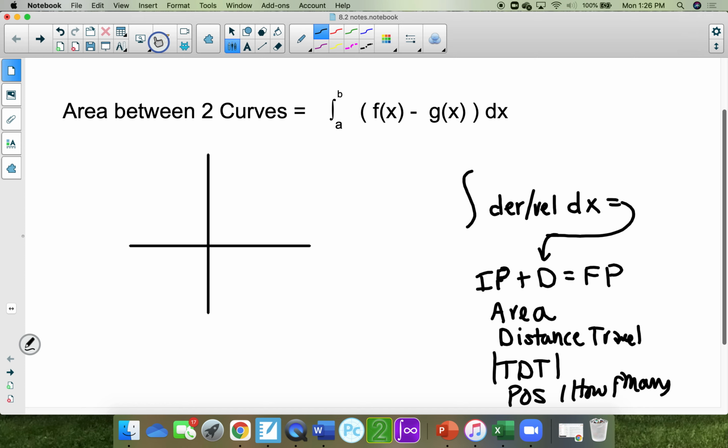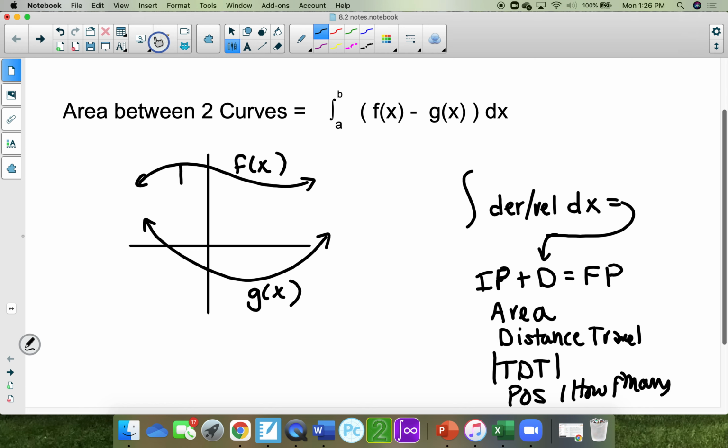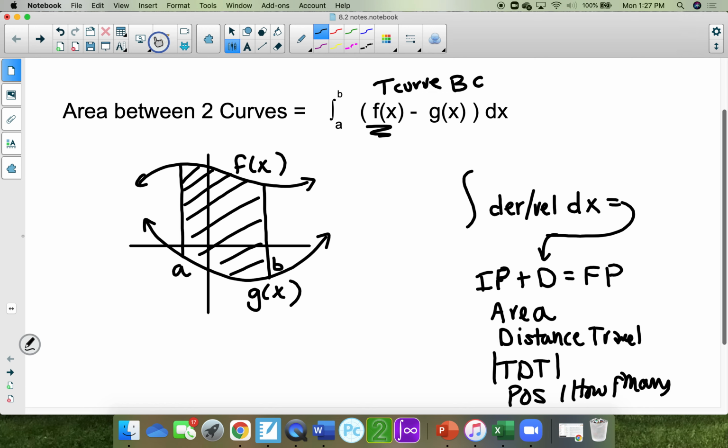Okay, we're going to find the area between two curves. So I'm just going to make an f of x curve, and down here is the g of x curve. And we are going to integrate from these two spots, from A to B. So when you find the area between two curves, the formula is this: you integrate from A to B, the top curve minus the bottom curve.